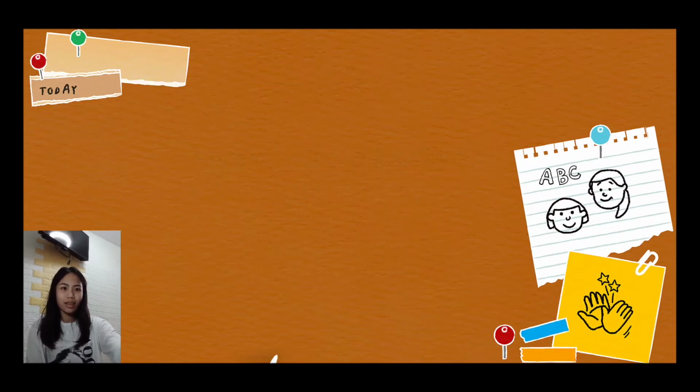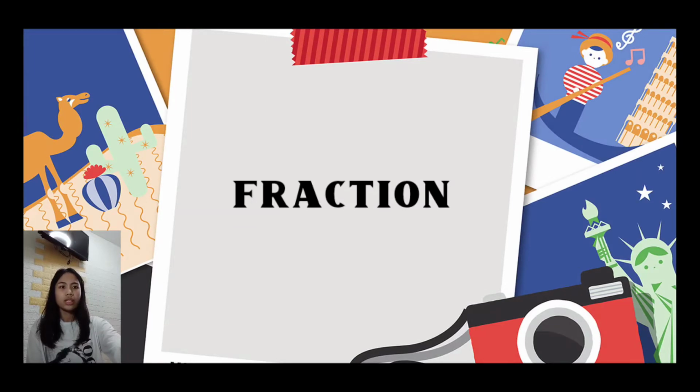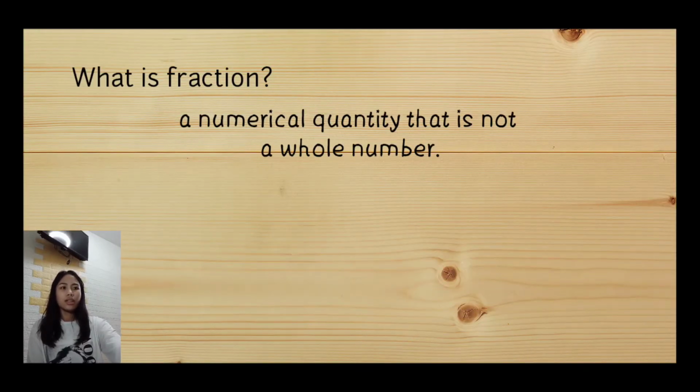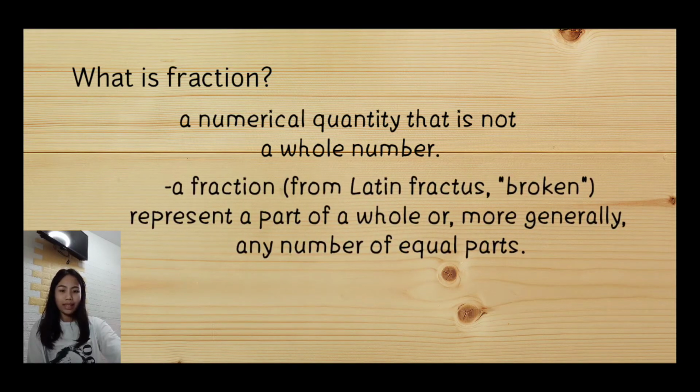Next is fraction. A fraction is a numerical quantity that is not a whole number. It explains that it is a small or tiny part, amount, or proportion of something. The word fraction comes from the Latin word fractus, or broken. It represents a part of a whole, or more generally, any number of equal parts. When spoken in everyday English, a fraction describes how many parts of a certain size there are. For example, 1/2, 8/5, 3/4, and so on.